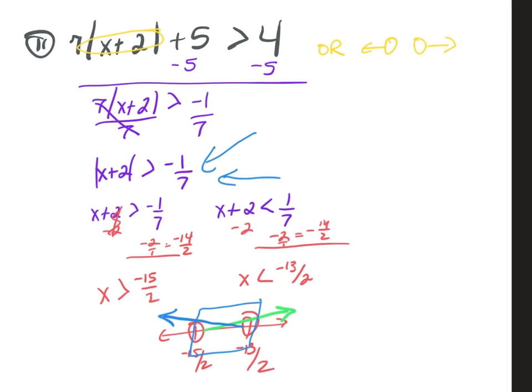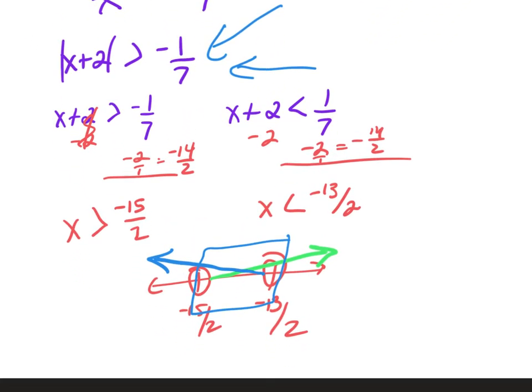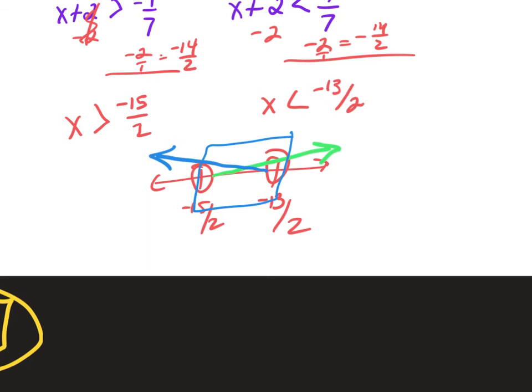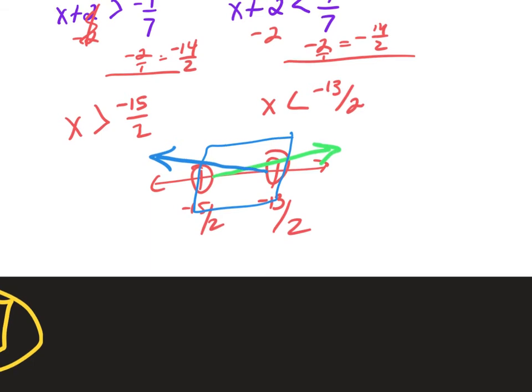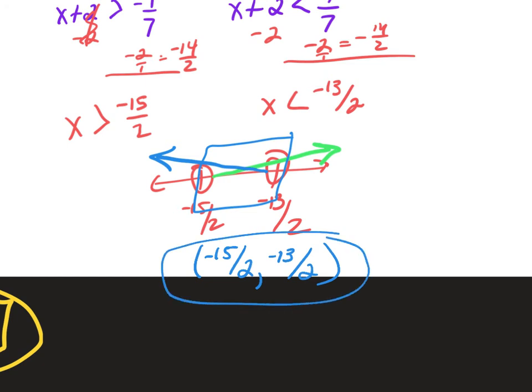90% of the time that's going to be true, but sometimes when you're working through the problem and we multiply, divide, we flip things around, it becomes the opposite of what you originally thought. So this would be from negative 15/7 to negative 13/7. It does not include those two numbers, so we just have our parentheses.